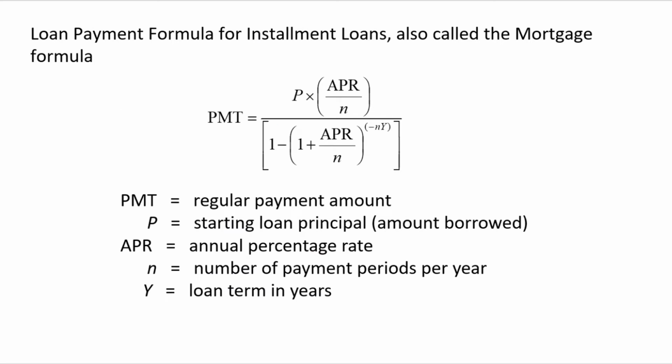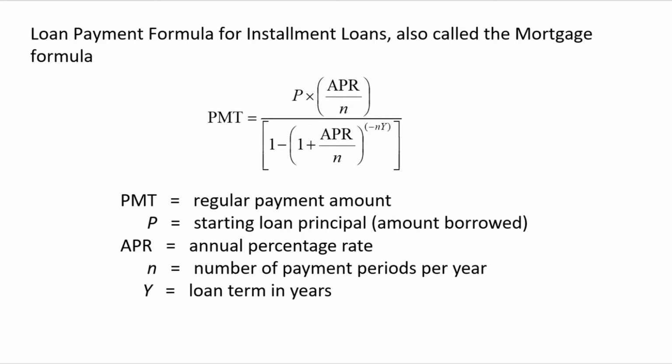The loan payment or amortization formula is given by PMT equals, in the numerator, P times the quantity APR divided by N, divided by, in the denominator, bracket 1 minus parentheses 1 plus APR divided by N close parentheses, all raised to the power of the product of negative N times Y, and then close brackets.